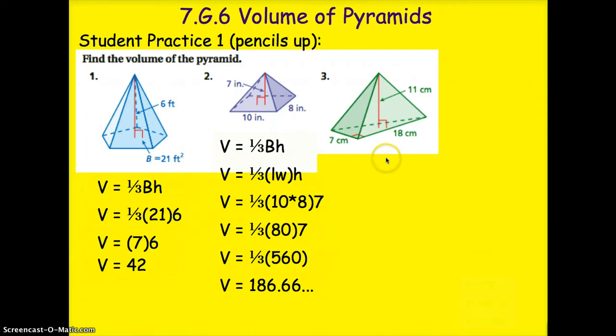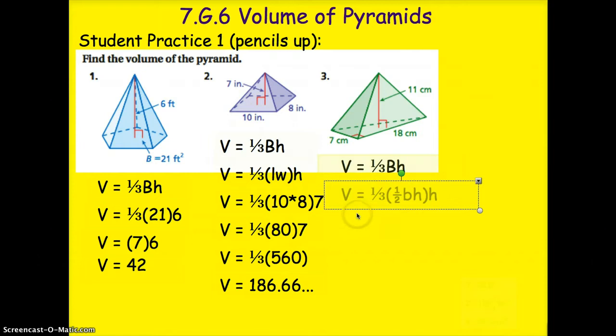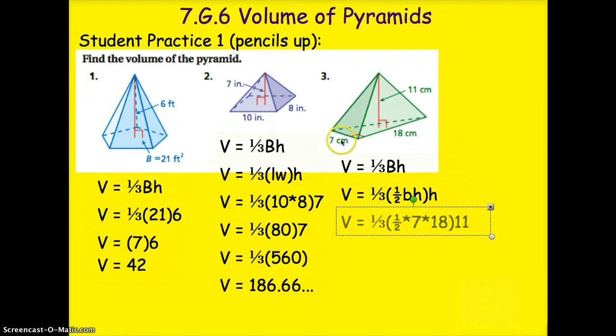Okay, let's go ahead and take a look at our last problem. This time we have a triangular pyramid. So I write my formula, and I need to plug in my triangle formula for the base area. So instead of that capital B, I'm going to put 1/2 BH. Remember, there's 2 heights here. One height is the height of the triangle, which is perpendicular to the base of the triangle. And the other one is the height of the pyramid, which is perpendicular to the base of the entire pyramid, which is perpendicular to that whole triangle. So I can plug my numbers in. I have my 7 was my base of my triangle, 18 was my height of my triangle, and then 11 is the height of my pyramid.